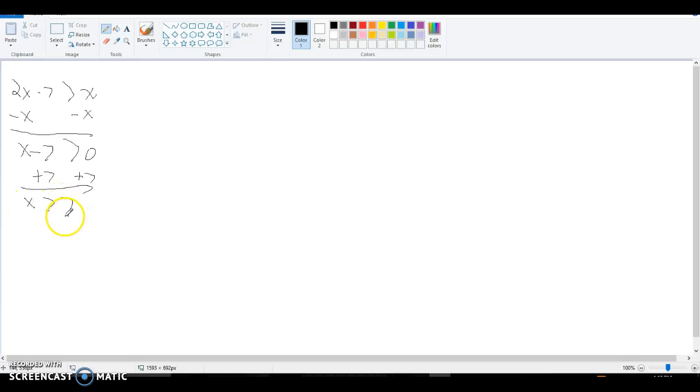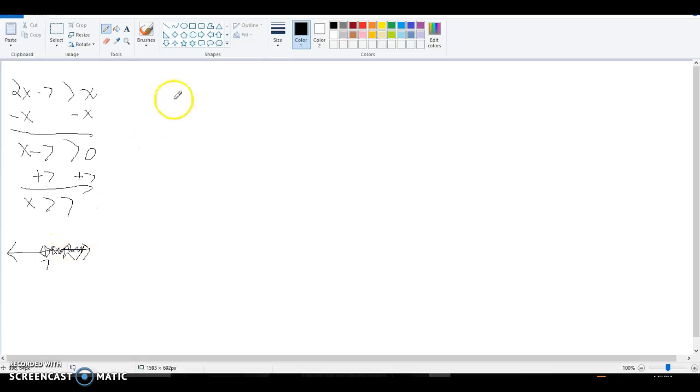So as we did in the previous lesson, we want to mark this on the number line. So let's draw our number line. Find 7, open circle on 7, and shade everything greater than the number 7.